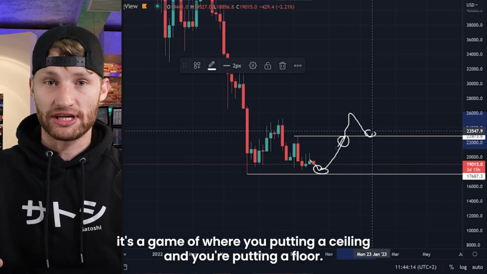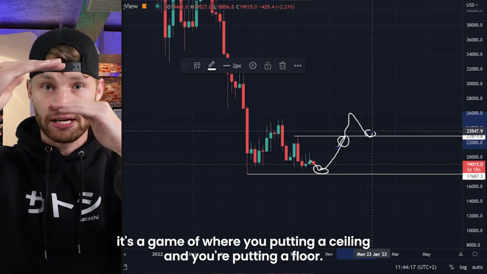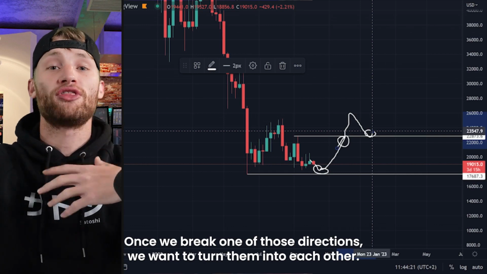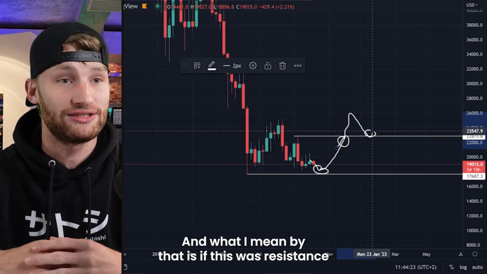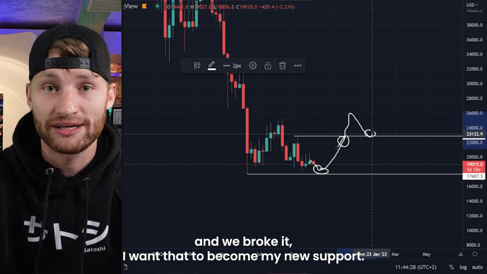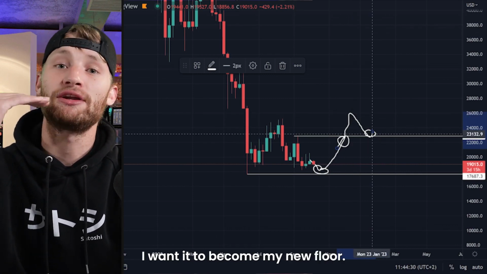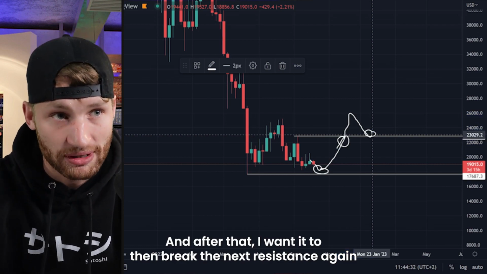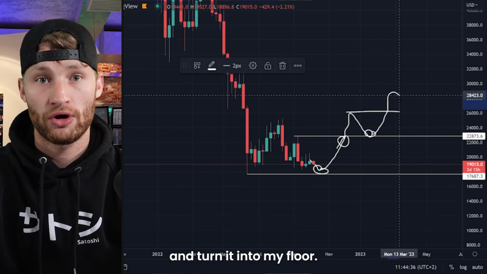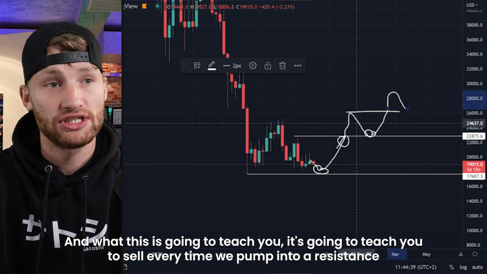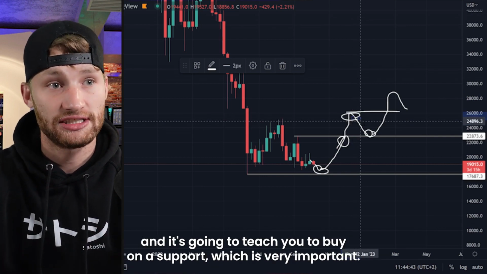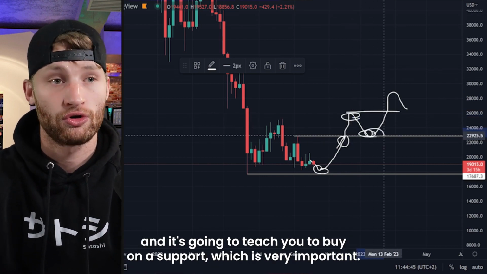So ultimately it's a game of where you're putting a ceiling and you're putting a floor. Once we break one of those directions, we want to turn them into each other. What I mean by that is, if this was resistance and we broke it, I want that to become my new support. I want it to become my new floor. And after that, I want to then break the next resistance again and turn it into my floor. What this is going to teach you is to sell every time we pump into a resistance, and to buy on a support, which is very important.